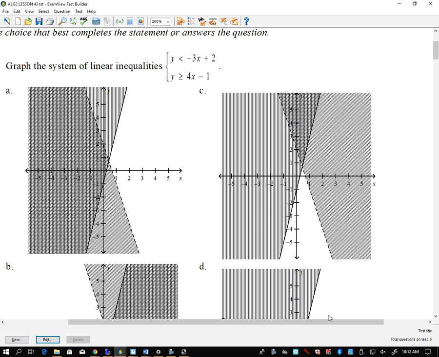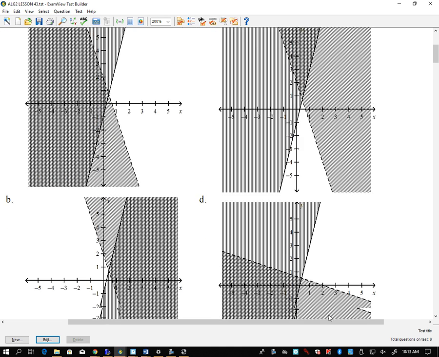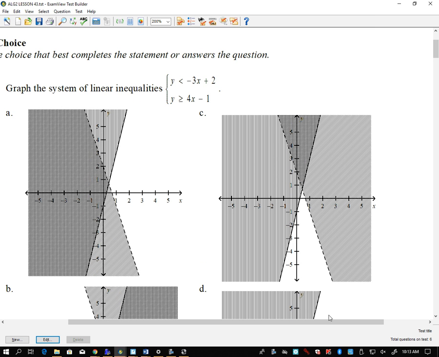Is there any of them that don't do that? Does C do that? No, C shades to the right of it. So we know that C is wrong, right? Does B? And we've already eliminated D, right? So A we would know is our answer, correct?